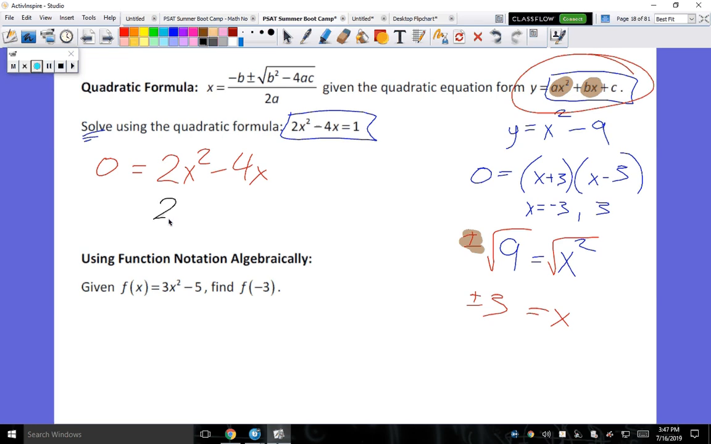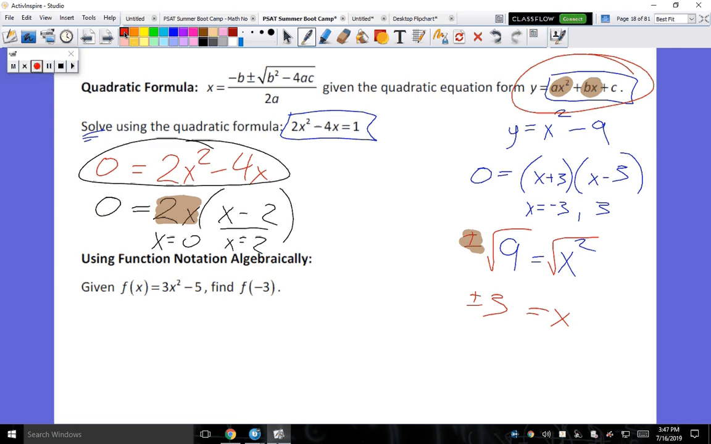GCF, right? We're going to take out a 2x. So what's left? x minus 2, right? So you have 2x, you have x minus 2. They're multiplied. So what would the answer be right here for this x? 0. And this one? 2. Now look, if you didn't set it equal to 0, I've seen this in hundreds of papers that I've graded. And also on tests, they'll put one answer, they'll put two answers, which one's extraneous, and so on and so forth. You see where I'm going with all this?